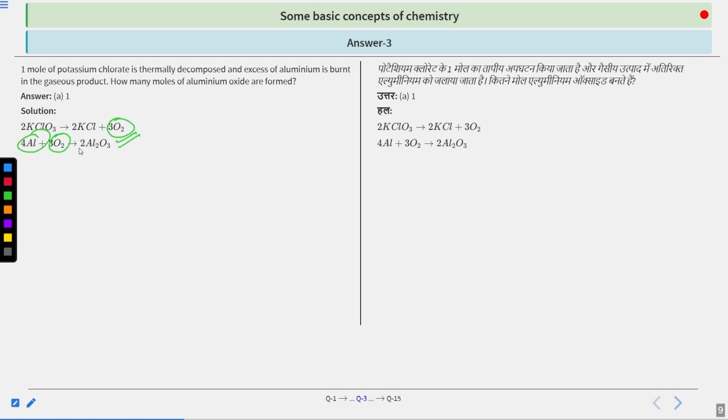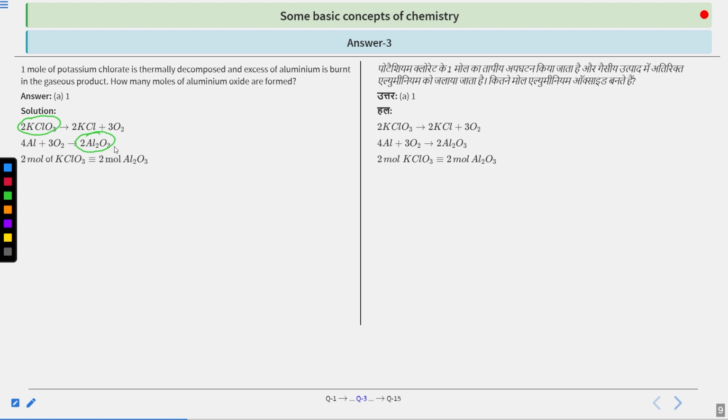Now, if we compare these two equations, we can simply say that 2 moles of KClO3 is giving 3 moles of oxygen, and these 3 moles are used by aluminium to give 2 moles of aluminium oxide. By analyzing this, 2 moles of KClO3 is producing 2 moles of Al2O3, because the 3O2 produced is reacting only with 4 aluminium. Therefore, 2 moles of KClO3 is giving us 2 moles of aluminium oxide.